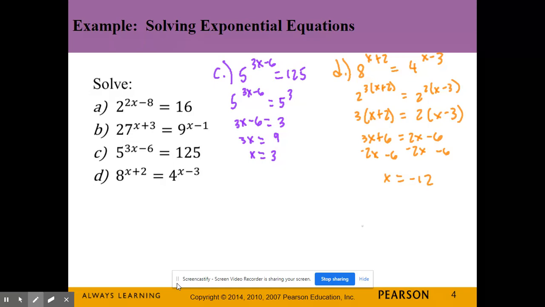So for part C, I turned 125 into 5 cubed. Now the bases are both 5. 3x minus 6 equal to 3. Set the exponents equal to each other. Solve for x and got x equals 3. For part D, I changed both bases. I changed 8 into 2 cubed. I changed 4 into 2 squared. I now set the exponents equal to each other, solve the linear, and got x equals negative 12. All right, let's take a look at the next example.